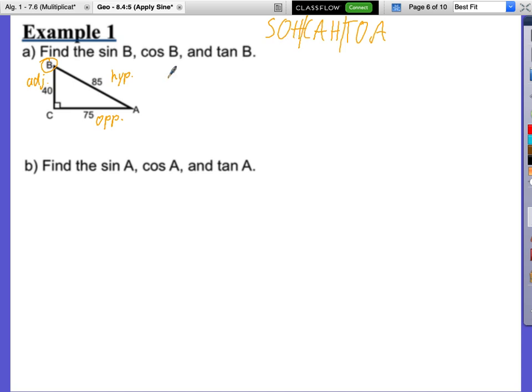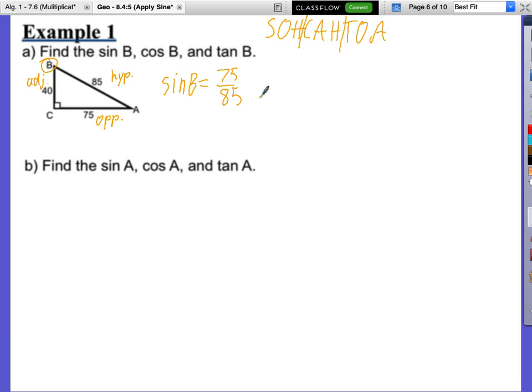Opposite over hypotenuse. That means the sine of angle B is, well, what's the opposite length from angle B? We labeled it as 75. And Levi, what's the hypotenuse? 85. So this is 75 over 85. Sine of angle B is 75 over 85. It'll be that number.